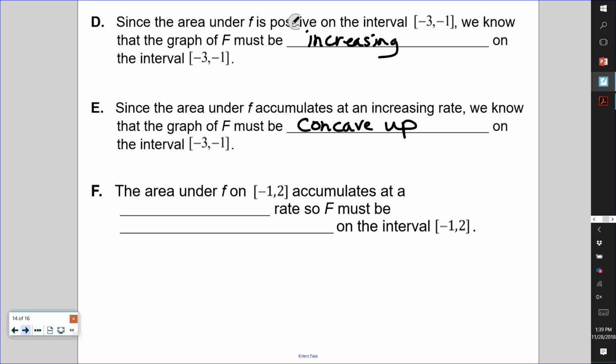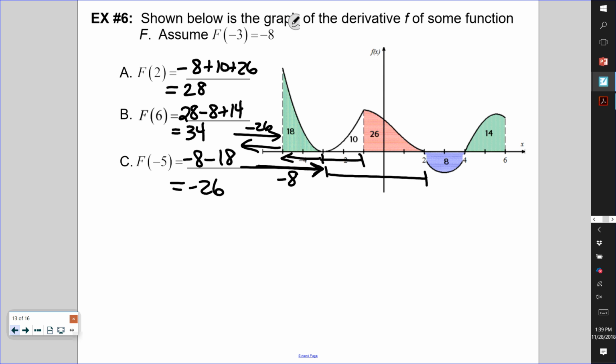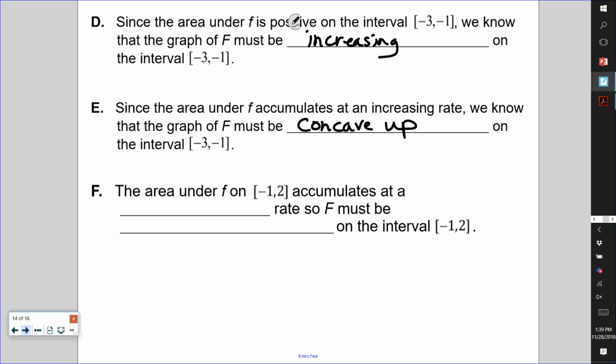Next question, if we go from negative 1 to 2, so now what's happening? If we go from negative 1 to 2, what's going on? It's decreasing. Its rate of change is decreasing. It's still positive. It's above the x-axis, but the rate that it's accumulating is going down. So that means it must be concave down, because it's decreasing here. So it's concave down. All of those things, super important to understand how all these things relate.